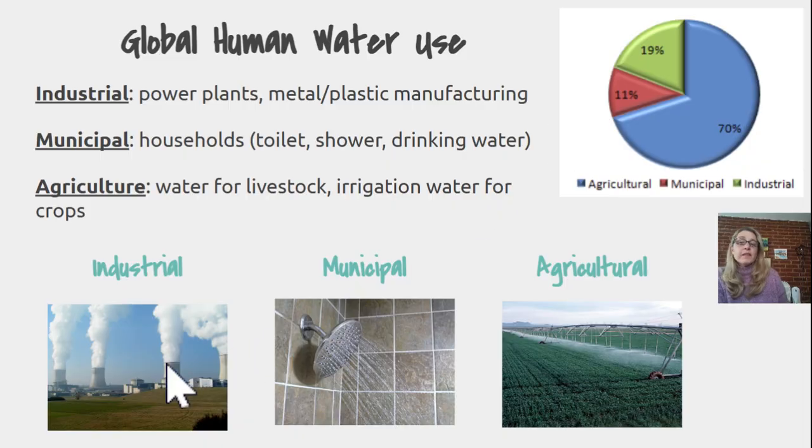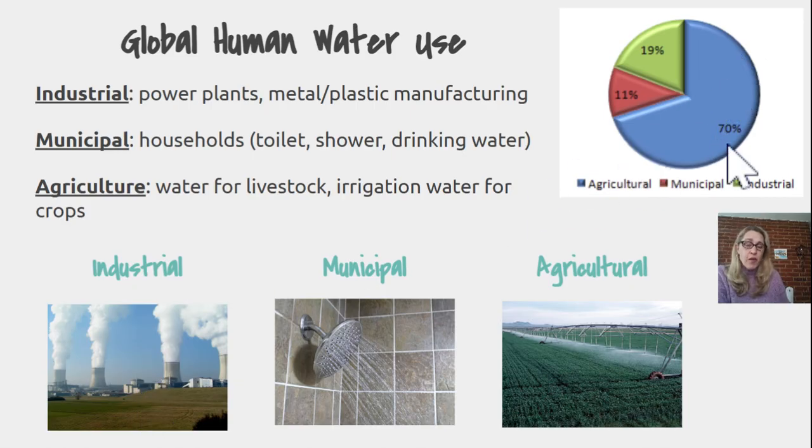Okay, about 11% is used for industry, whether that be for power plants, right? In the cooling towers, we're going to learn all about how power plants actually work in a couple of units and how we use water in that process. We turn water into steam. Steam turns the turbines. We also use water in industries to run machinery, to cool machinery and things like that.